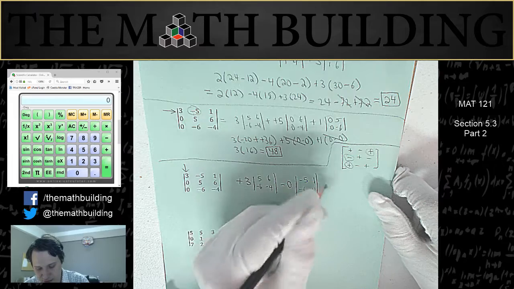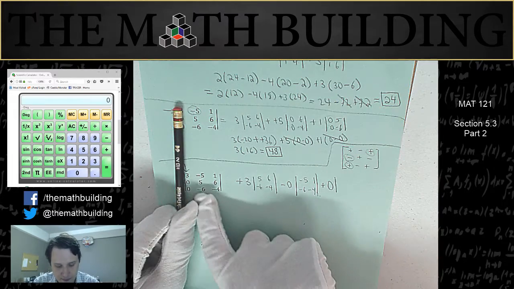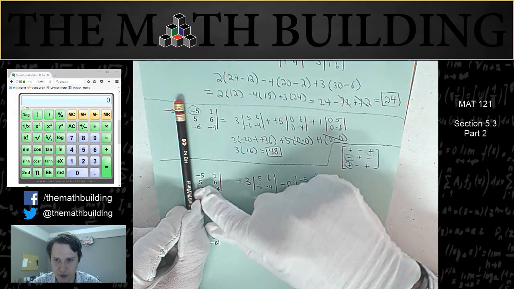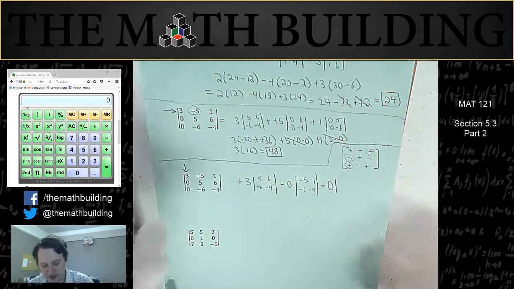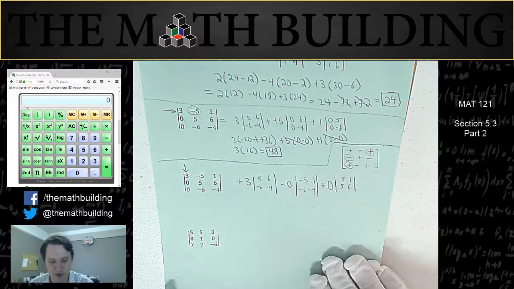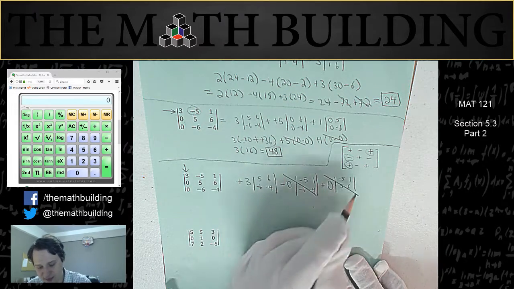Finally, we have a plus here, so the diagram is plus 0 times the determinant of, ignore the bottom row and the first column, so negative 5, 1, 5, 6. All right. And you can see that this is 0 and this is 0.